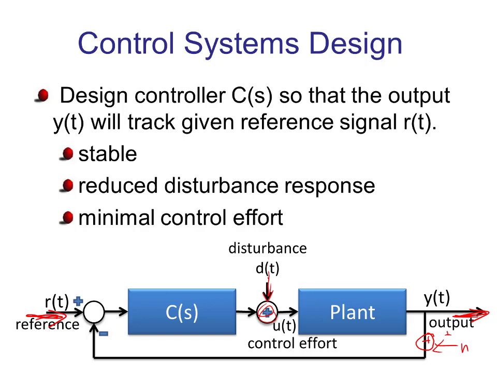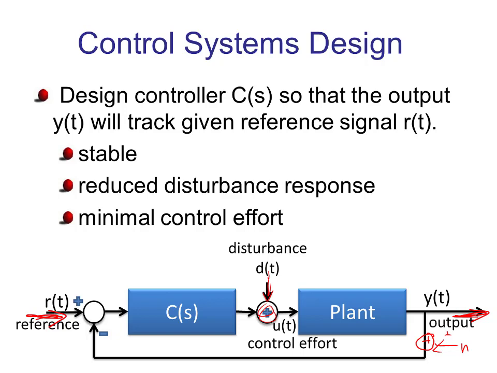But at the end of the day, you want the output of the system to be as similar as possible to the reference signal that you put in here. So you have the output coming out of here, right? And the input reference coming from here. So you want the output to be controlled in such a way that it will be almost equal to the reference. This is the goal of any control system that we know about.